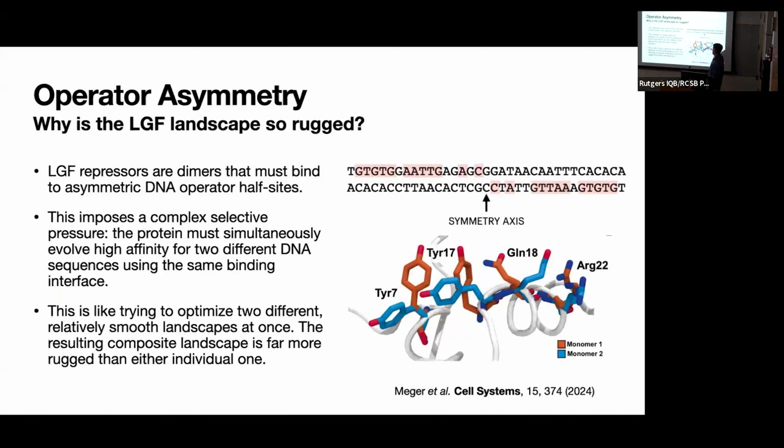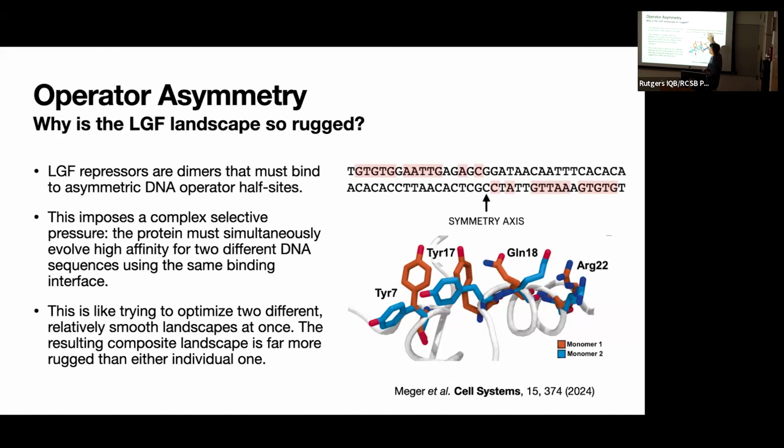So it looks like the best model we can come up with to explain the data relates to operator asymmetry, okay? So why is the landscape so rugged? The LGF repressors are dimers that must bind to asymmetric DNA operator half sites. They're actually tetramers and the DNA loops around, but it's essentially two separate dimers. So the key thing here is that the DNA operators typically exist as half sites. So they're palindromic sequences mostly, but they're not exactly symmetrical. So this side is different to this side.